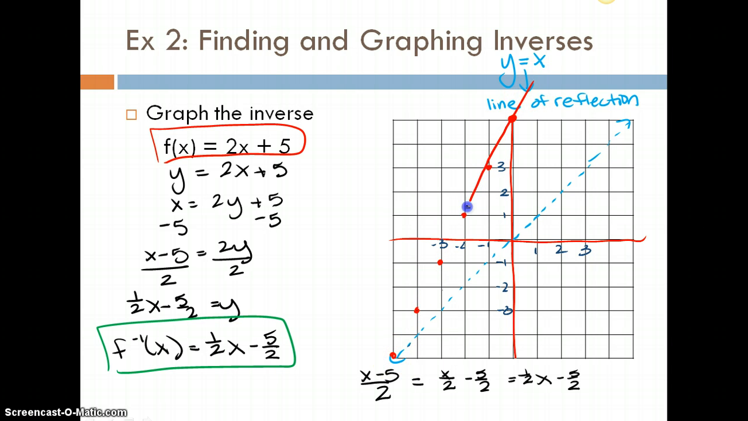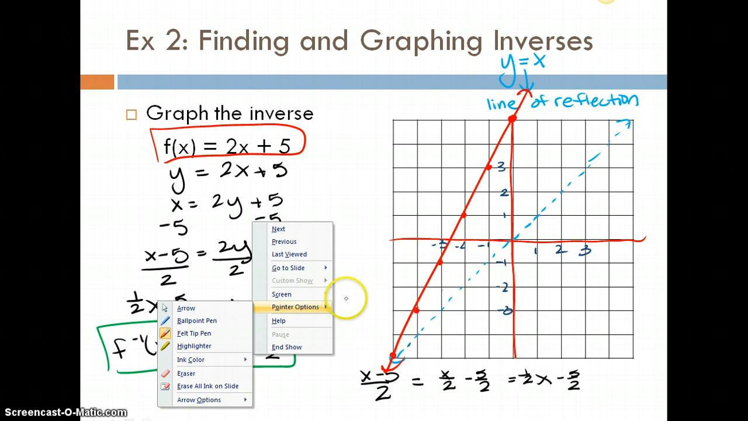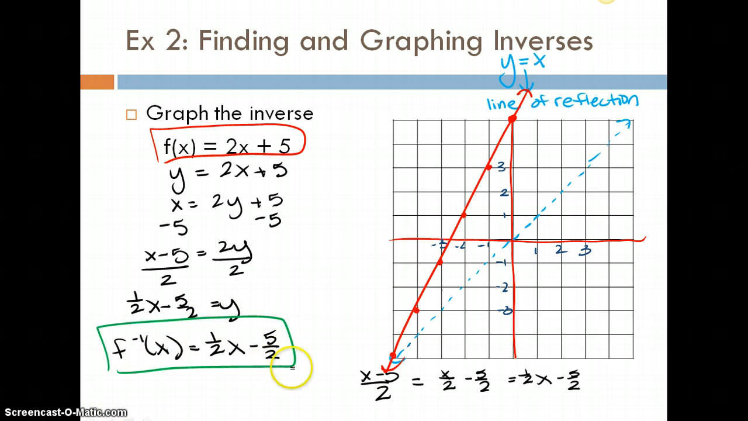You can connect your dots. It's not very straight. Much better. Okay. And then the second one, again, was in green. It starts at negative 5 halves, which is negative 2.5. And its slope is up 1 to the right 2, or down 1 and to the left 2. Okay, connect the dots.